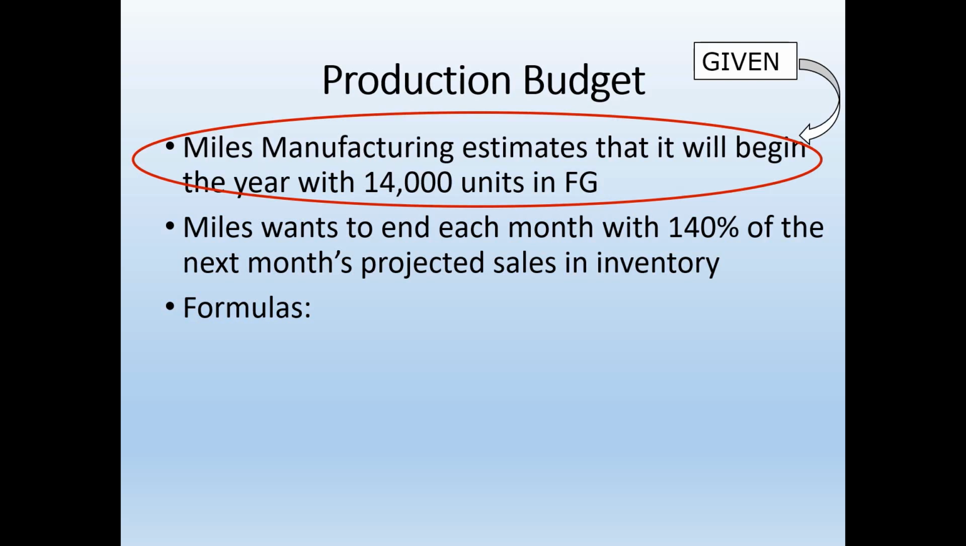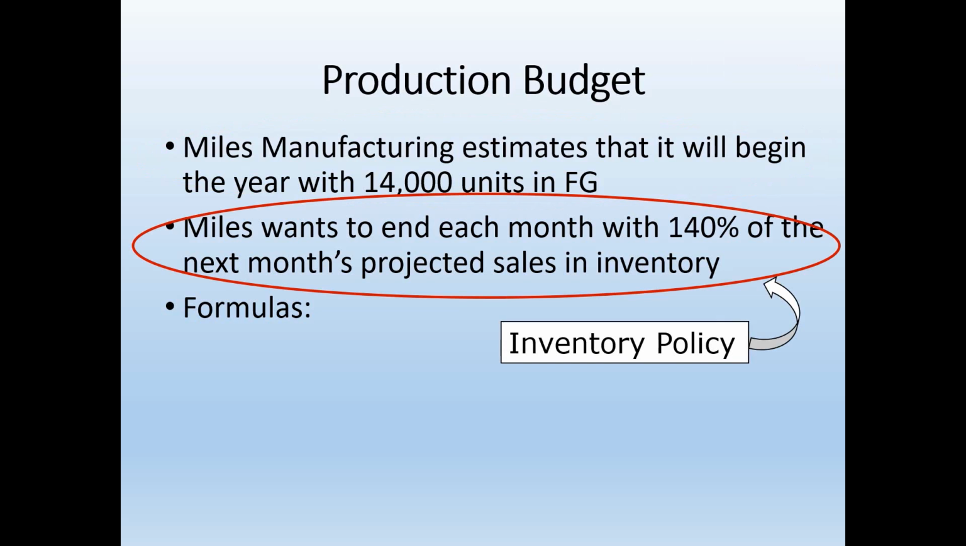We're told that the firm expects that it will begin the current year with 14,000 units of finished goods already in inventory. In addition, we are told that Miles Manufacturing wants to end each month with 140% of next month's projected sales already in inventory. This is the firm's inventory policy.